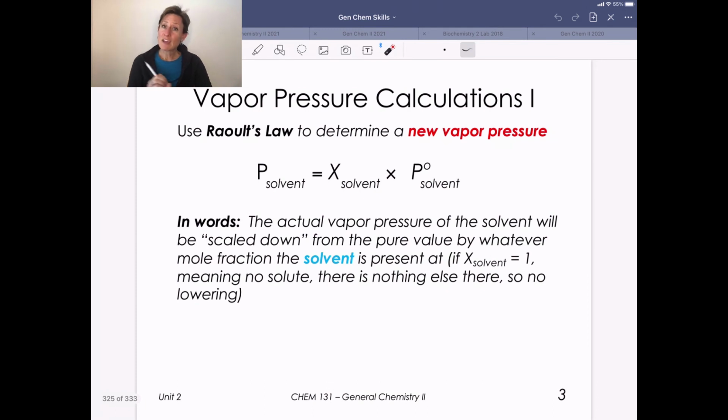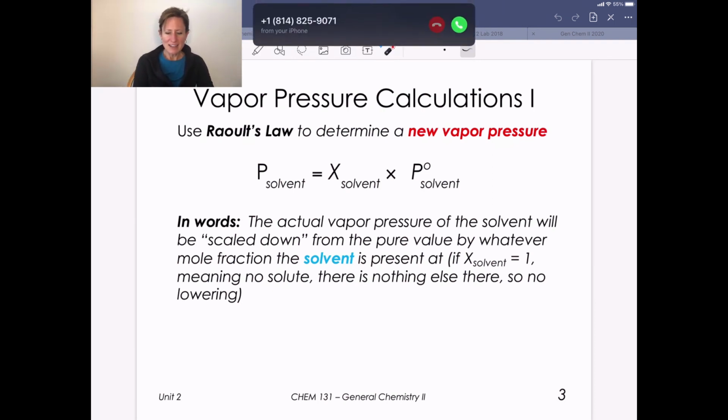All right, vapor pressure actually has 2 different calculations or equations that you could use. This first one is what we call Raoult's law, and it's going to calculate a new vapor pressure for us. Notice the main difference here is we don't have anything there. This little circle here tells us that that's for pure solvent. This is the vapor pressure of solvent when there is solute present. So in words, what is this equation telling us?